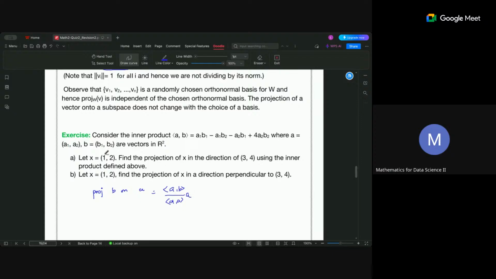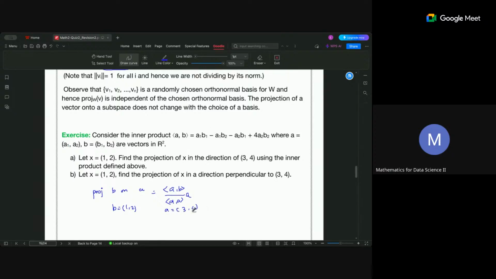What is your vector? Maybe x, y if you want to replace, you can write. So this x is equal to 1, 2 is your B vector. Your B vector is 1, 2. And your A vector is 3, 4. Okay. So now in place of this inner product, you have to use this formula and substitute this.